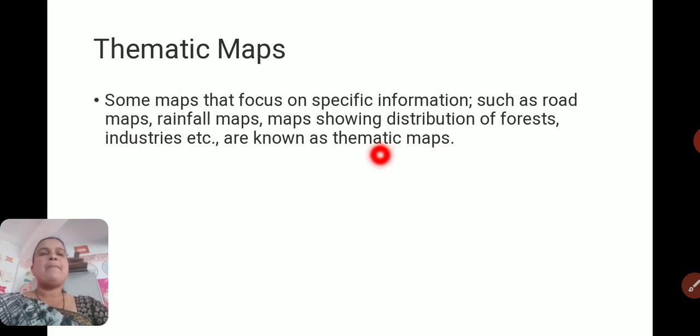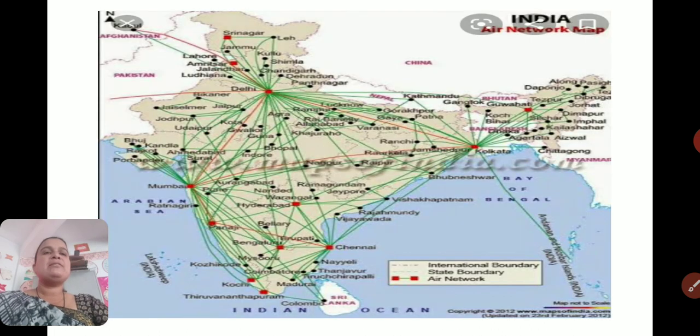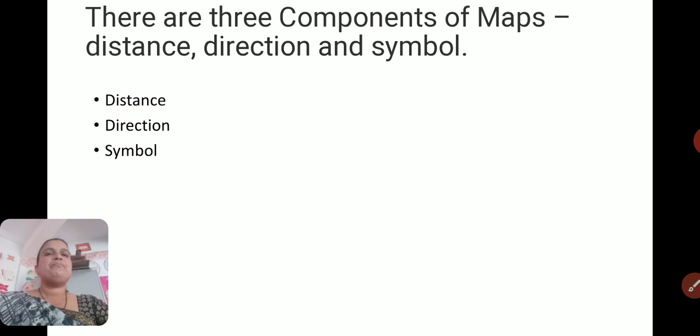So in a thematic map, only one theme is taken and shown on the map. That is called a thematic map. Here you can see this is a map of India, and this map is showing the air network of India. So it is called the air network map of India. What is the theme here? The theme is to show the air network. Such maps are called thematic maps.